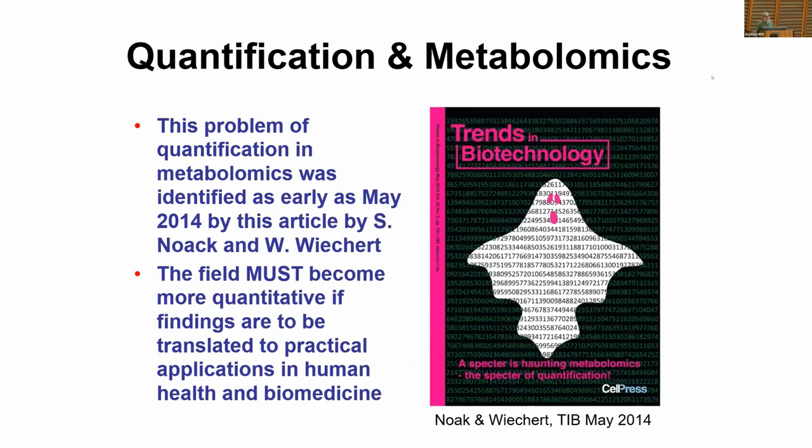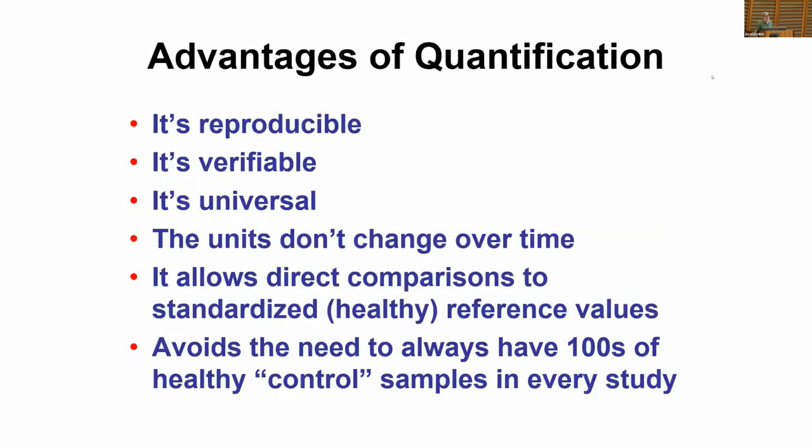The issue of quantification is something that was identified as far back as 2014 with this cover on Trends in Biotechnology, and a cover notification that a specter or a ghost is haunting metabolomics, the specter of quantification. And even though that's now 8 years old, it's still an issue where the field has to be more quantitative if things are going to be translated to practical applications in human health, population health, and biomedicine and precision health.